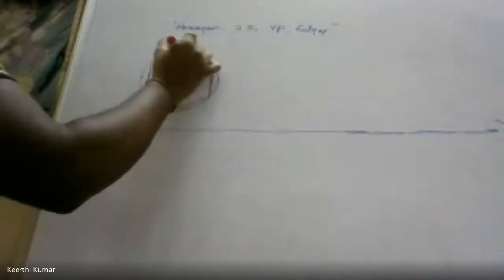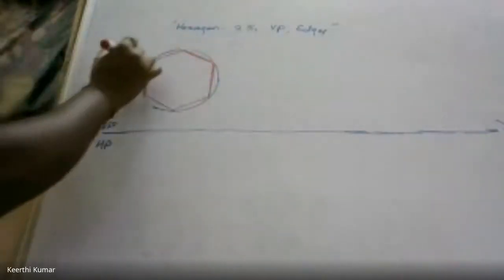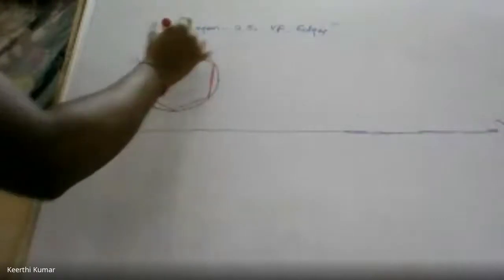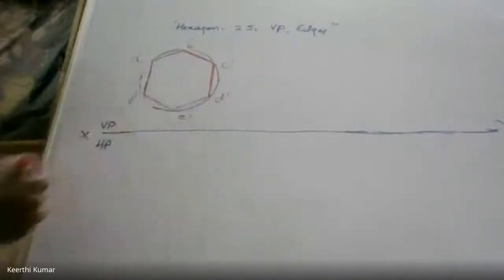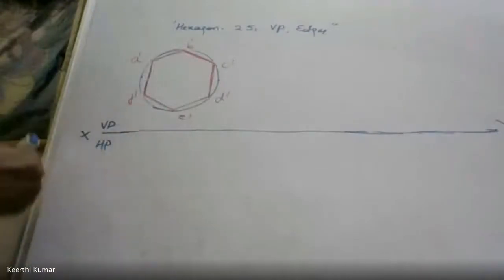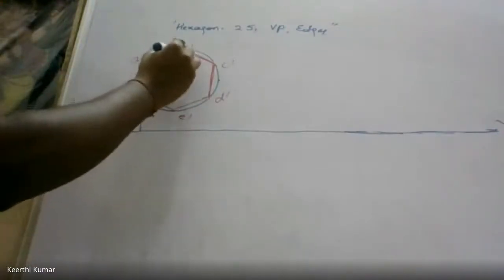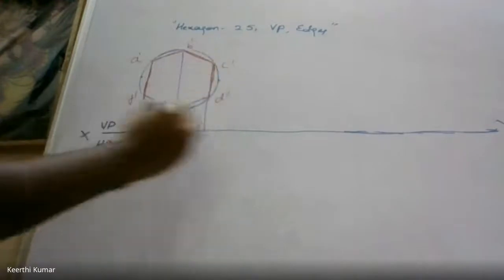If you have any doubt, please ask me, or else I'll proceed. Now, this is a dash, b dash, c dash, d dash, e dash, f dash. Take the vertical projection from all the points. Complete this.